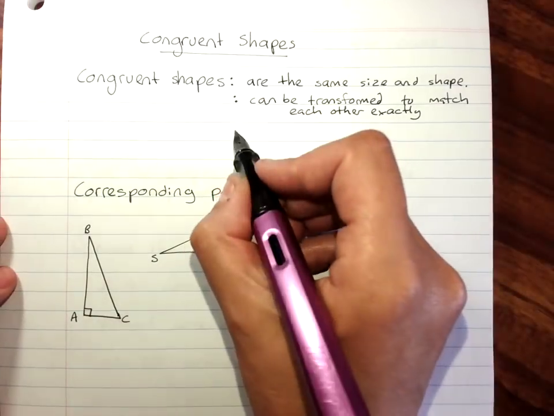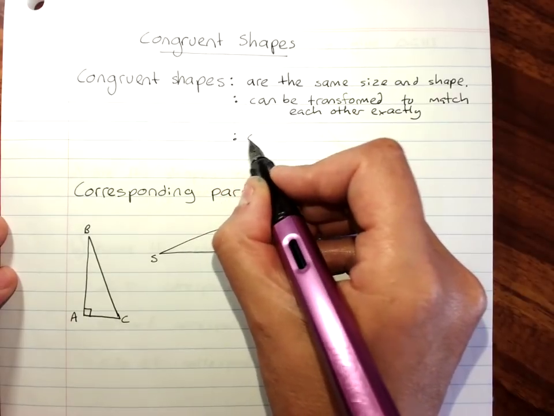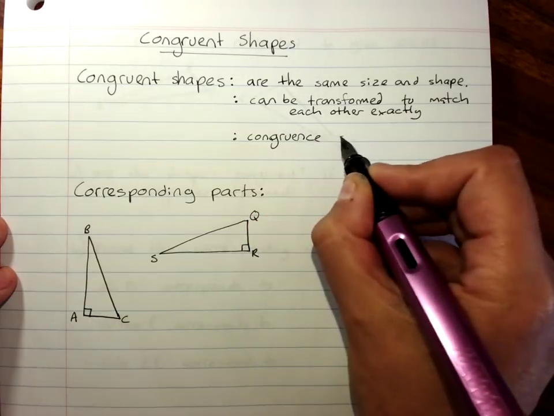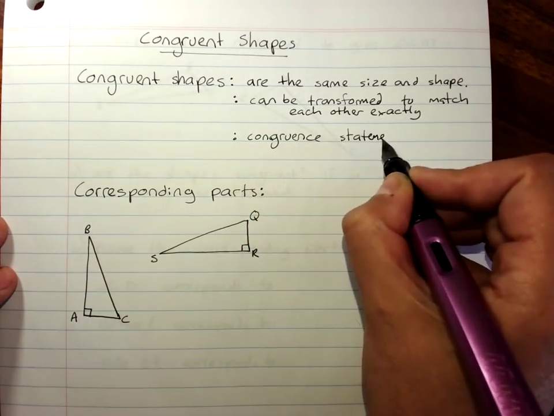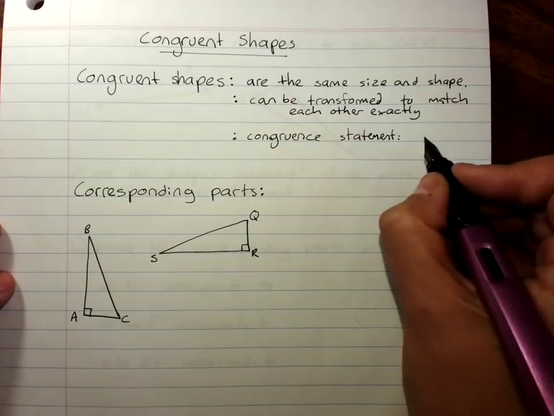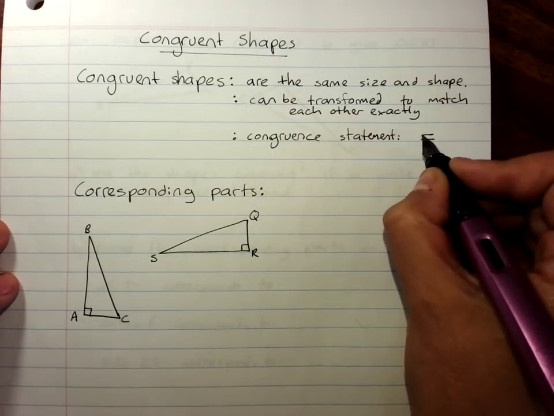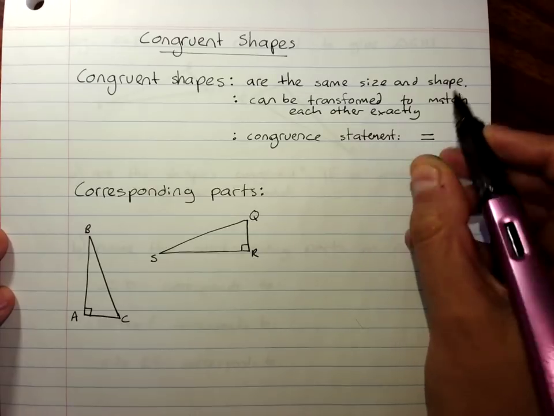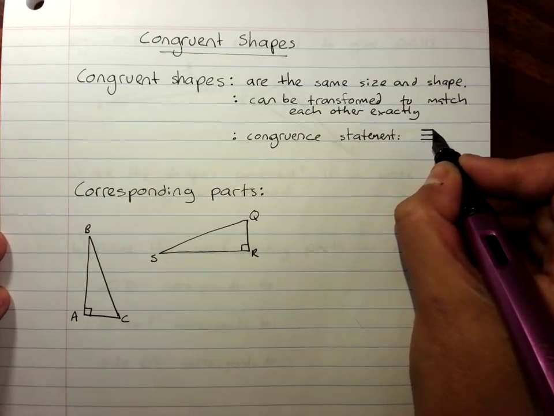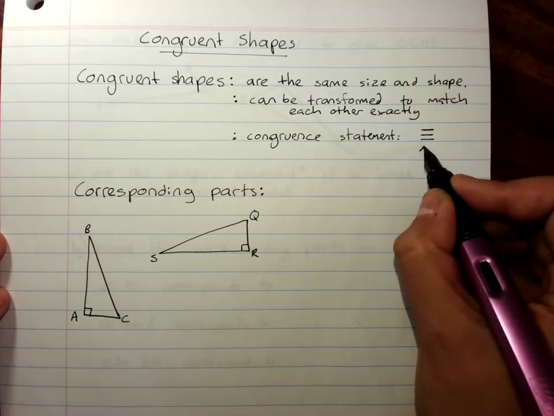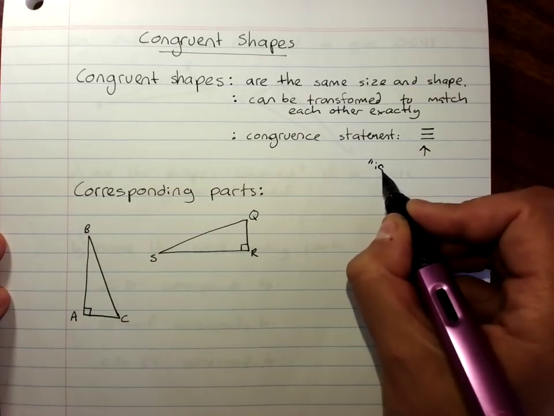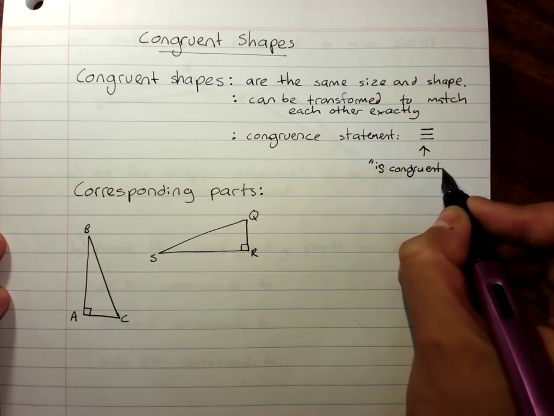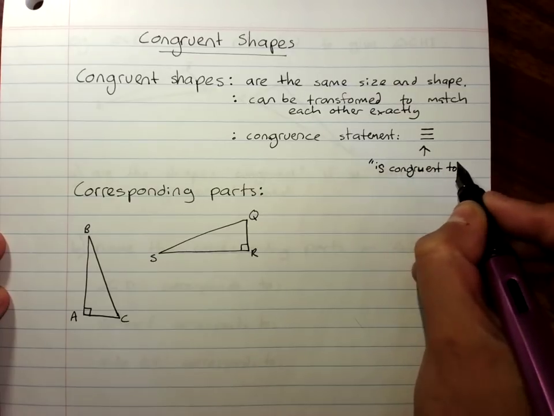And we can write a congruent statement. You know how if I write this symbol, it means equals, is equal to. One more line means is congruent to. Sorry about my dodgy writing this morning.